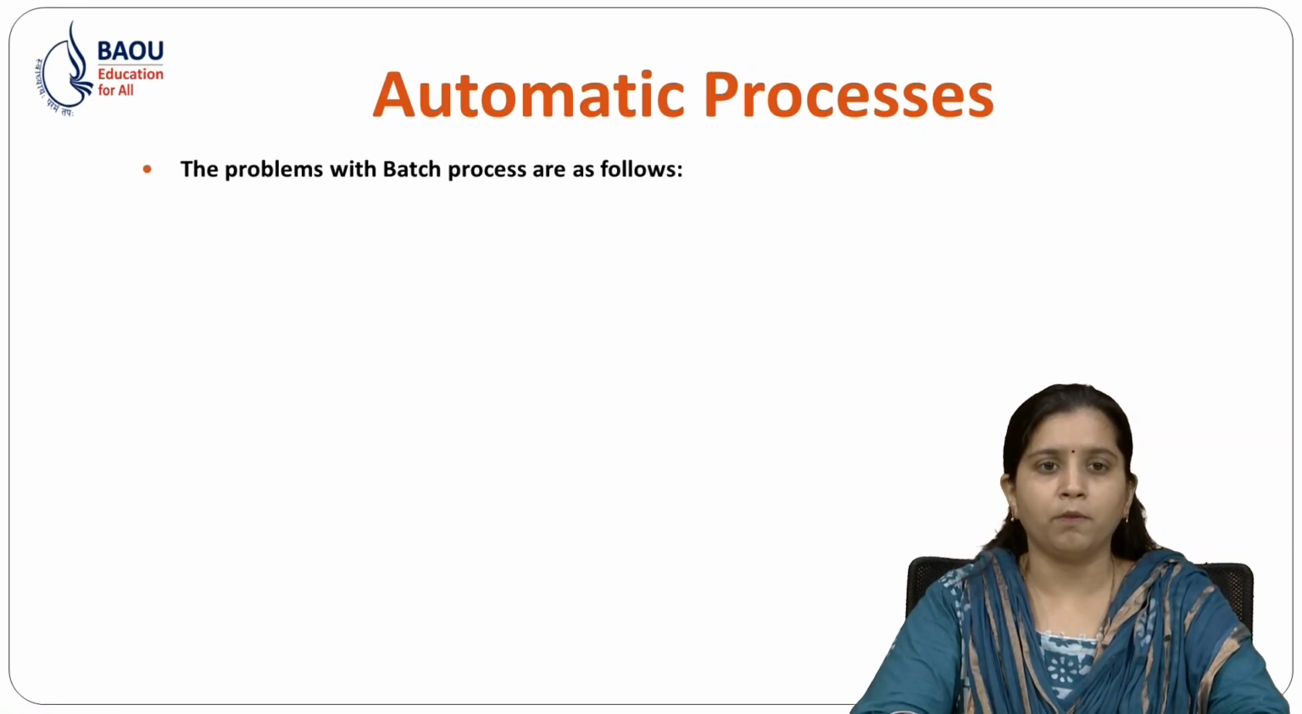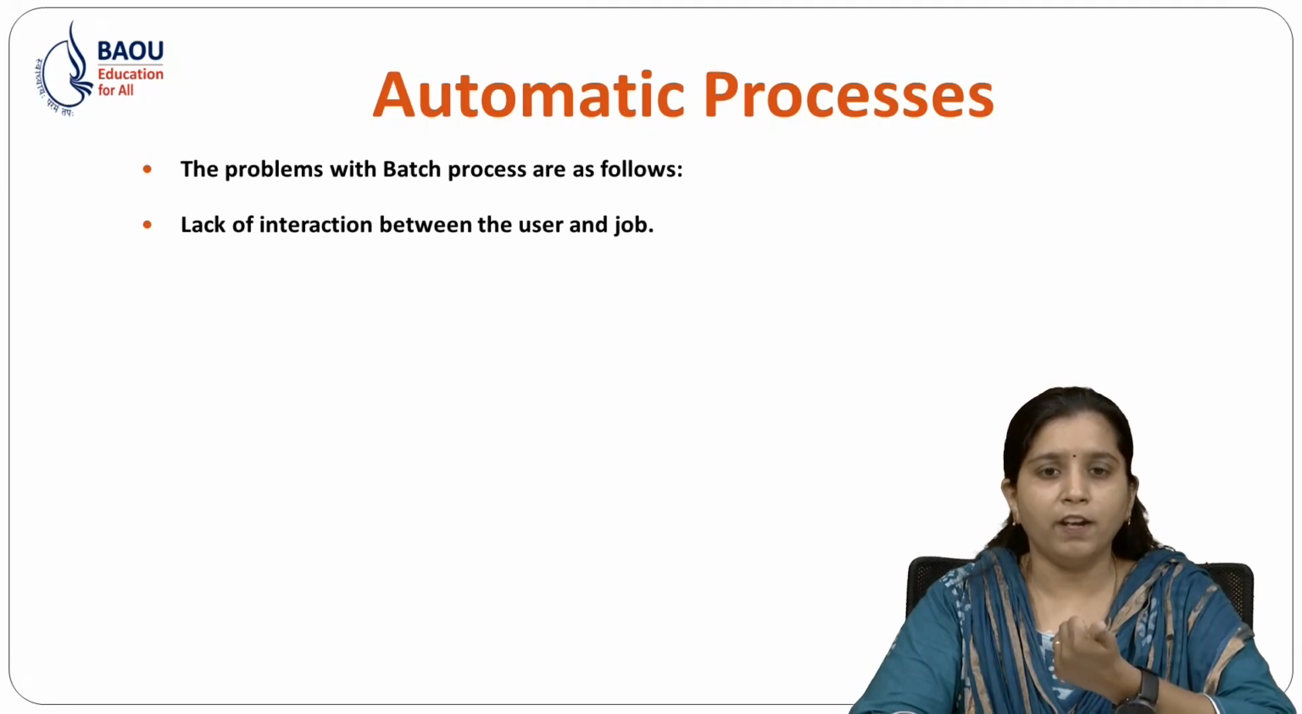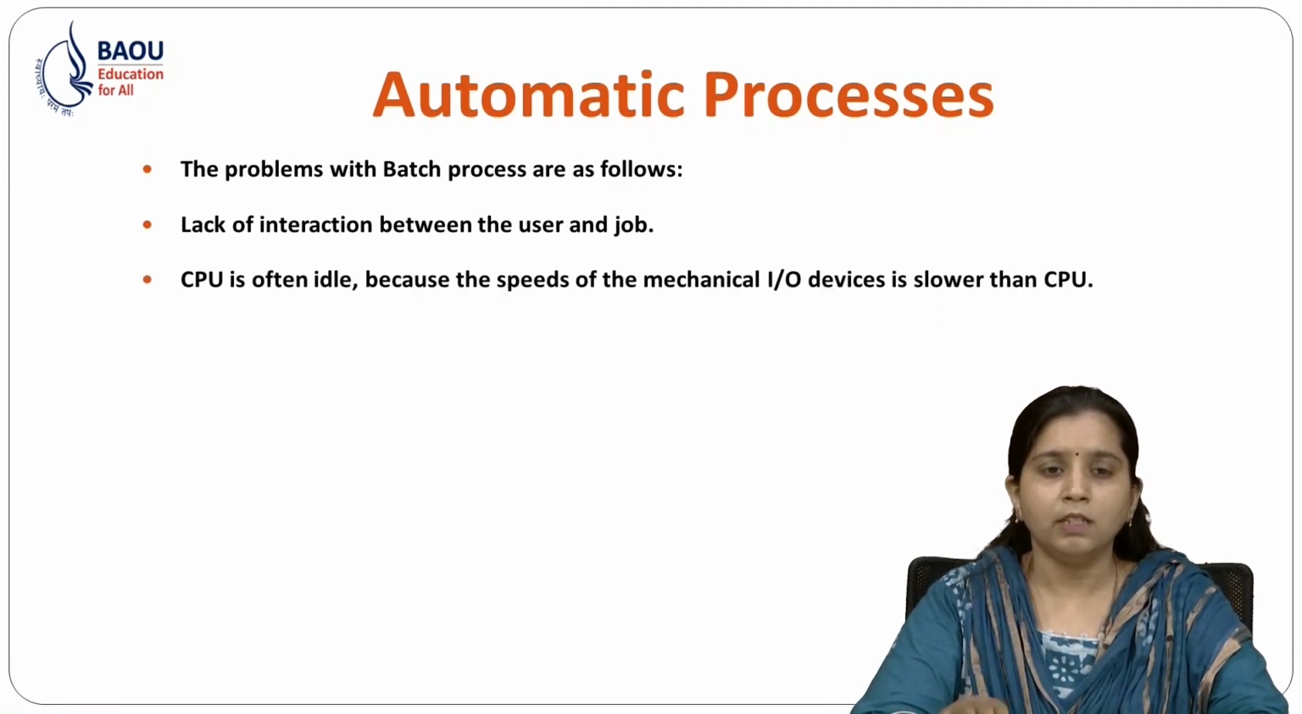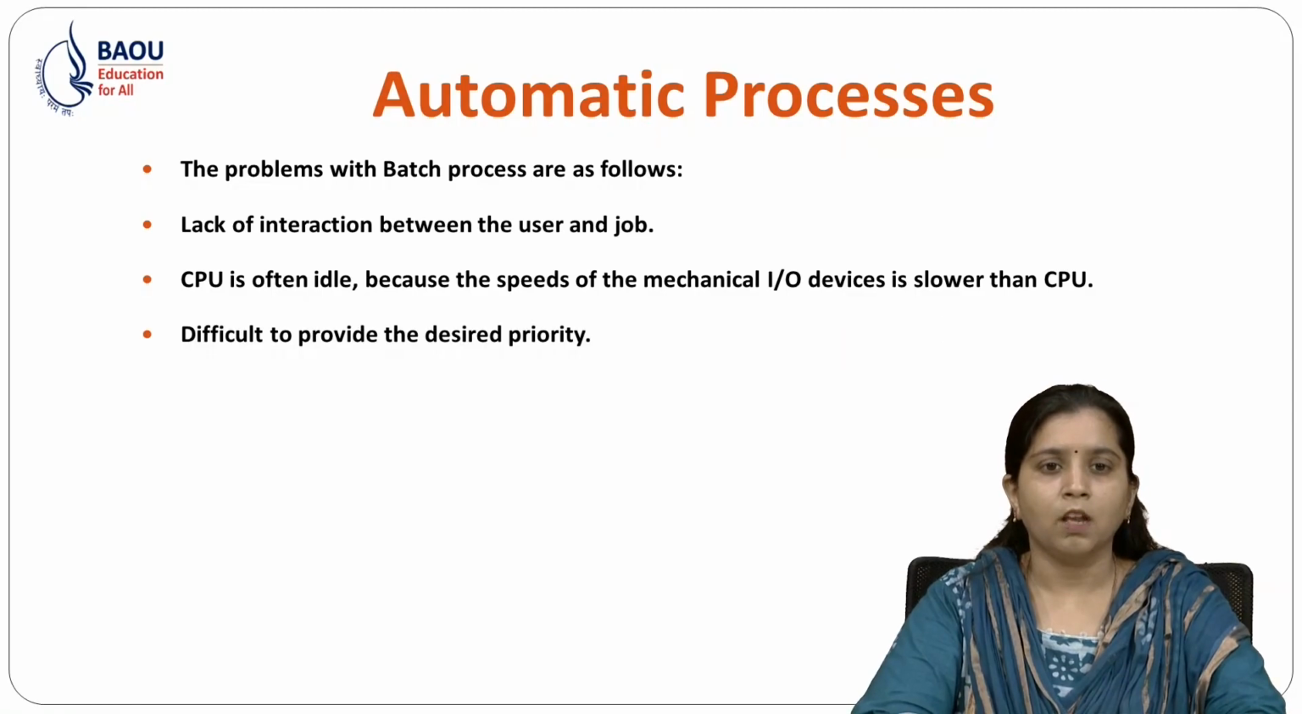In automatic process, the problems with batch process are lack of interaction between the user and the job. The CPU is often idle because the speed of mechanical input output devices is slower than the CPU. It is also difficult to provide the desired priority.